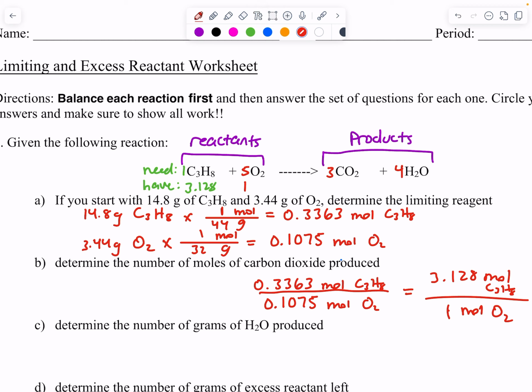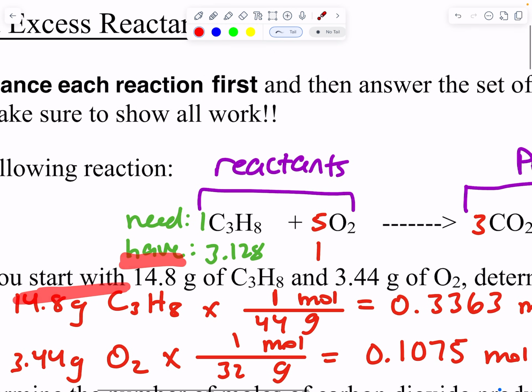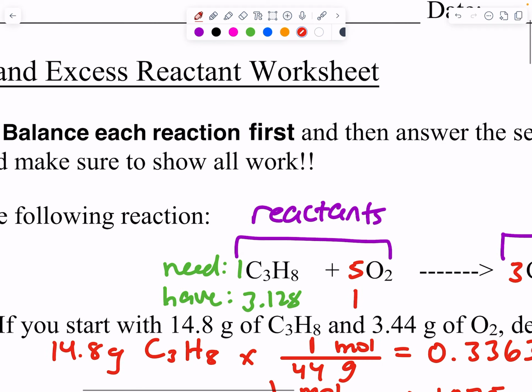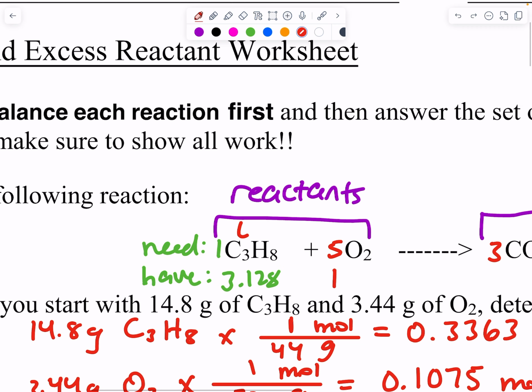So what am I doing? I just took this number: 1 mole of O2, and 3.128 moles of C3H8. That's how much I have, because I'm starting with that amount. In the reaction, I need 1, but I have 3. So that's great, I have a lot extra. How do we say extra in chemistry for these types of problems? Excess. I have an excess amount of propane.